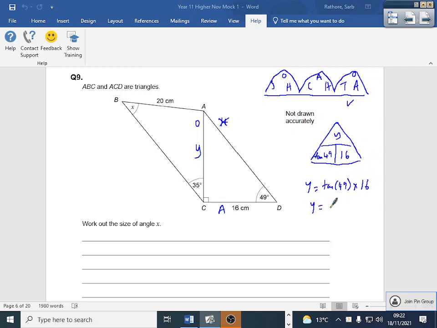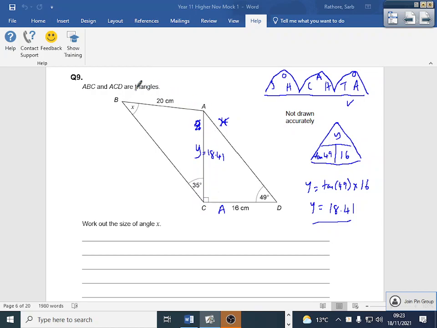So tan 49, don't forget to close the bracket, times 16, you should get 18 point something. Now I'm going to do that too. It doesn't give me any specific rounding, so I'm going to call that 18.41. I've rounded that to 2 decimal places. So this tells me this side is 18.41.